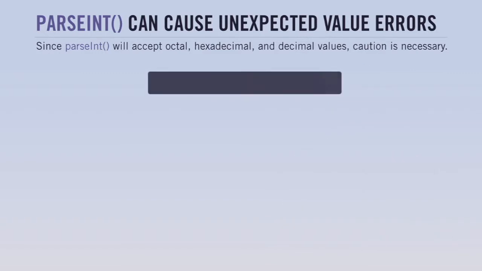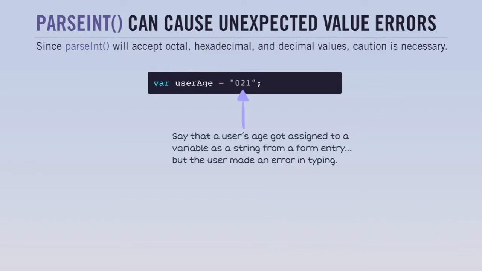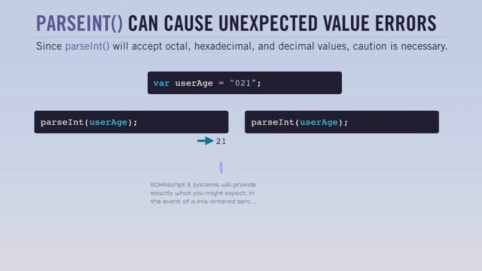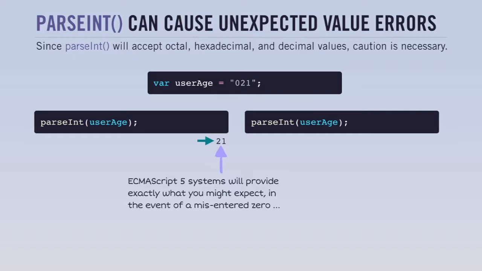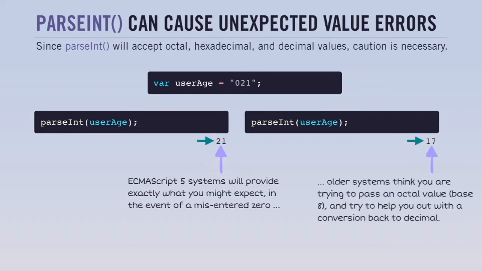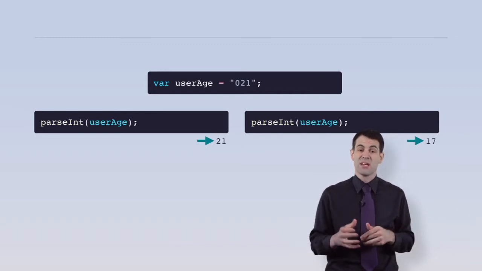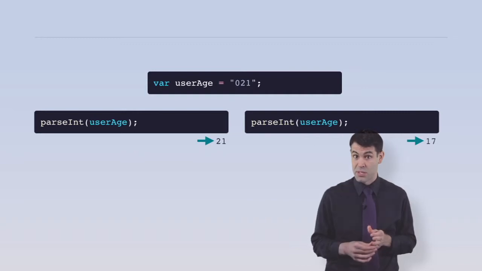Check this out. Say that we've got a userAge variable that takes some data from a user, but the user, for their age, actually made an error in typing and put in 021 instead of 21. If we use parseInt on userAge in modern ECMAScript 5 systems, it's going to give you exactly what you want. It's going to trim that 0 off the front and make it a 21. Pretty cool. But if we use parseInt on userAge and we're in an older system, it may think that you are trying to pass an octal value, which is base 8, and it's going to try to help you out with a conversion back to the decimal value, and it's going to give you a 17. Now, if this was a dude registering on a cruise ship and he put in 21, but the system thinks he's 17, he's going to have a uniquely different experience there.